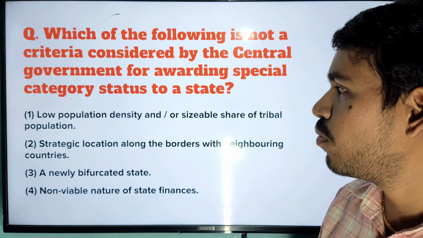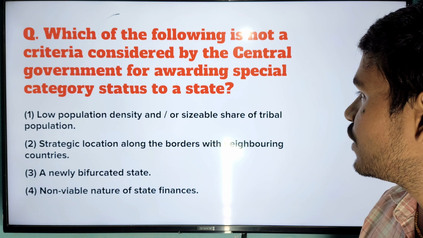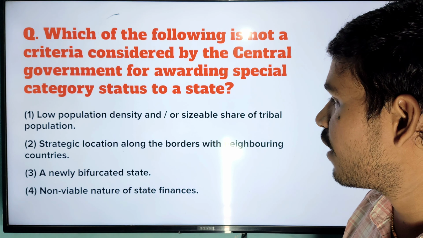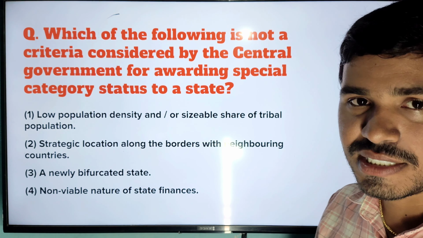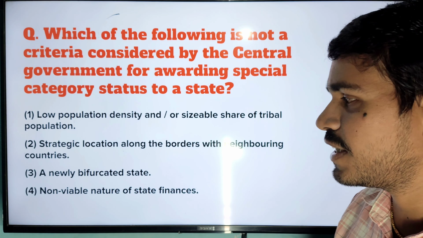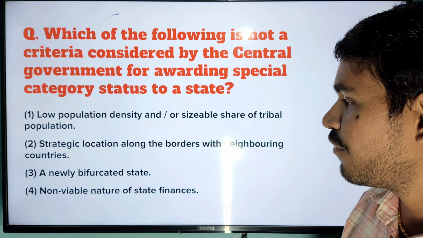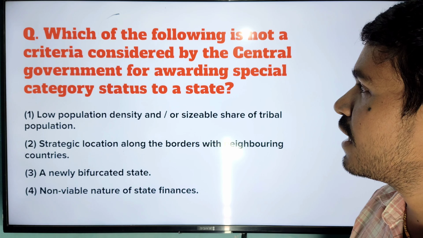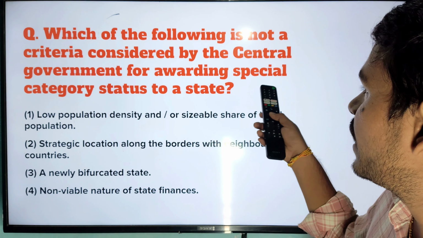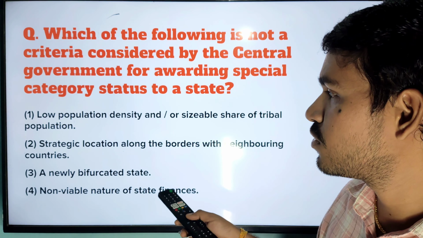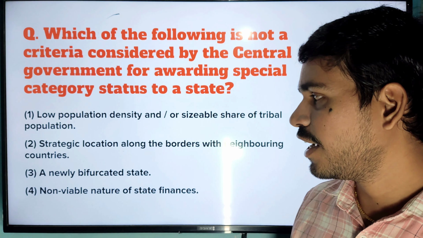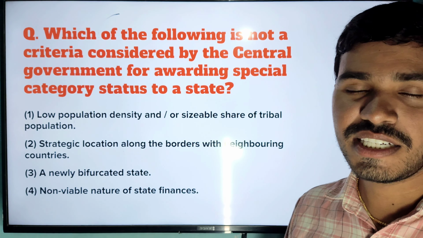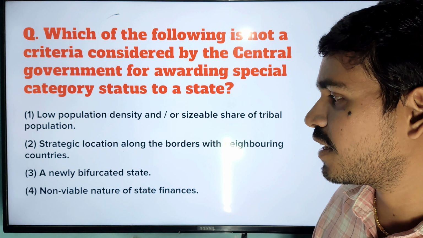First one is low population density and or sizable share of the tribal population. Second statement, strategic location along the borders with neighboring countries. Third statement, a newly bifurcated state. Fourth statement, non-viable nature of state finances. So, which of the following is not the condition for special category status to a state? The answer is the third one, a newly bifurcated state. Bifurcation is not the condition to give special category status. So, the remaining three are correct.